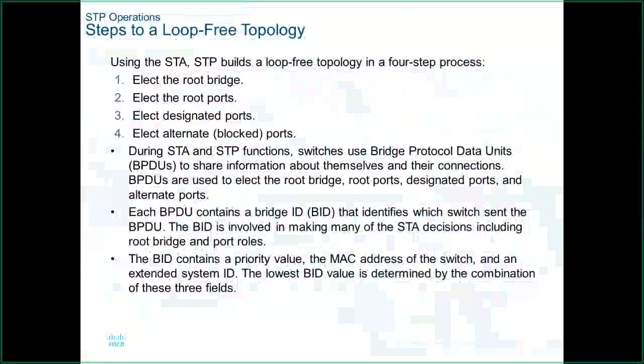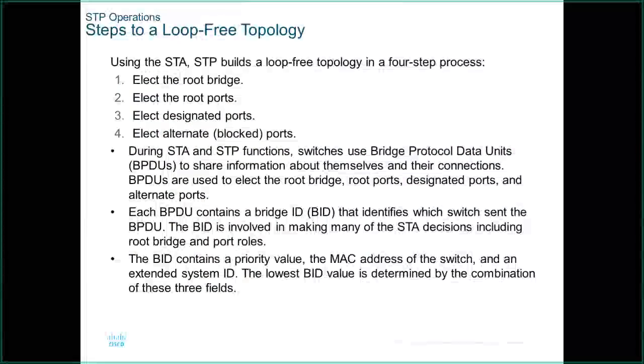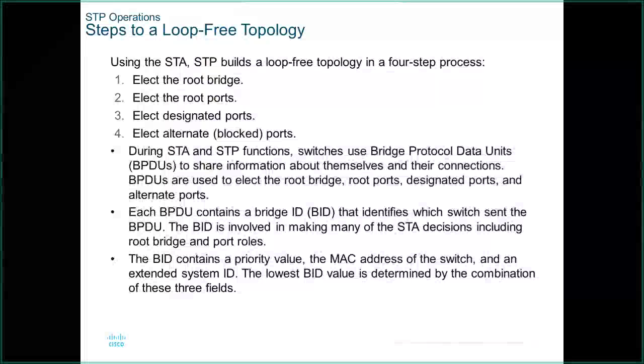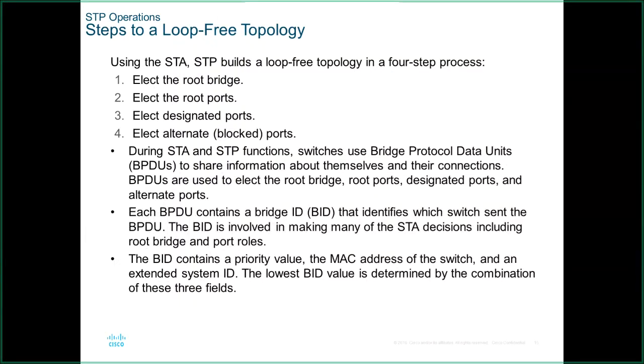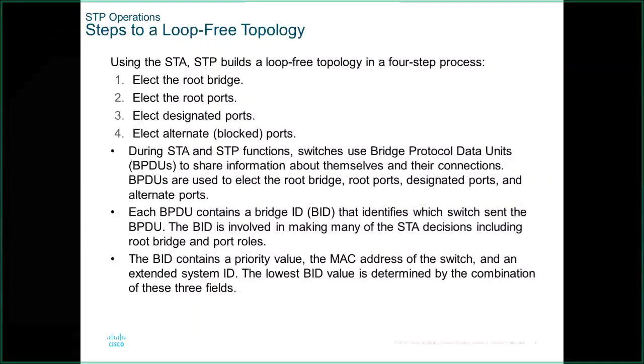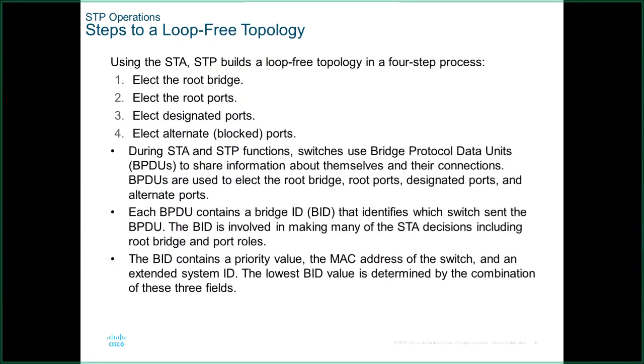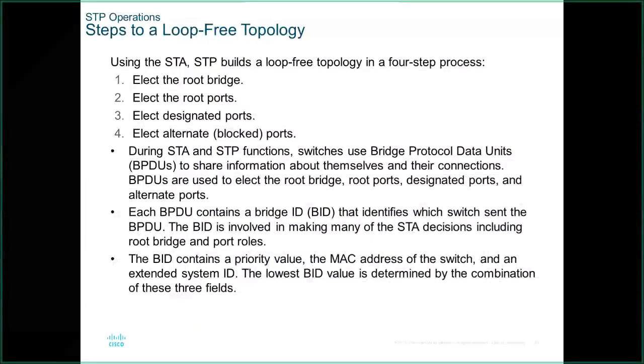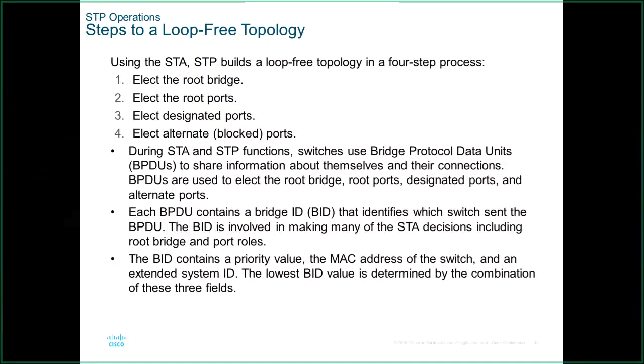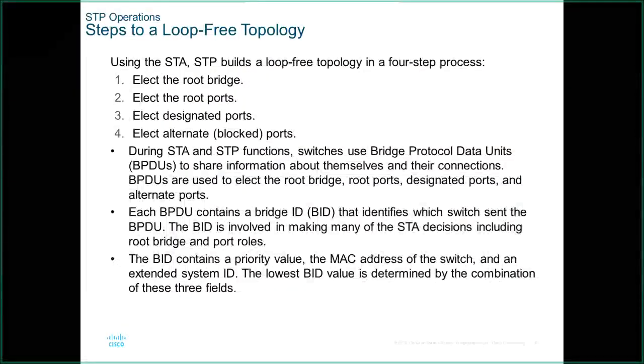So the four-step process, and yeah, you need to know this. It's a must know because spanning tree is a key protocol for layer 2, and we need to understand how it works. So first step, elect a root bridge. Second step, elect root ports. Third step, elect designated ports. And fourth step, elect alternate ports. These are the ones that we block.